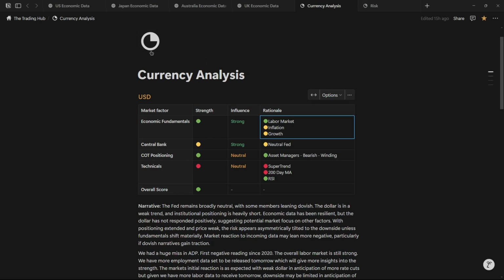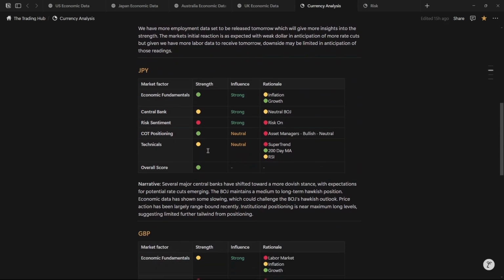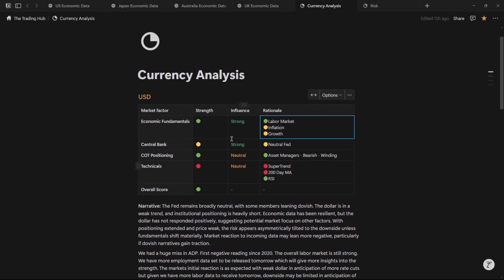I'll also be providing this Notion template right here. The software that I'm using to aggregate all of this data is called Notion. I leave the template in the description, and you guys can use this template as well to manually track all of this stuff right here. So let's get into the explanation.